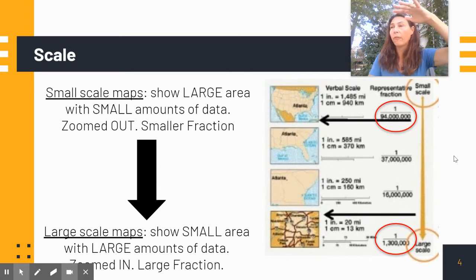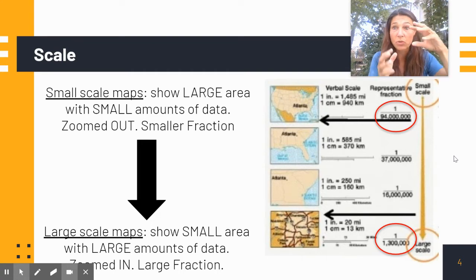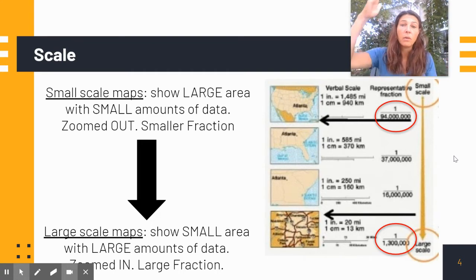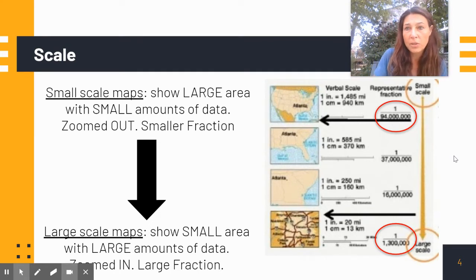If you're looking at a global map, you're not getting the street perspective, so there's not as much detail. When you decrease the area, you're actually increasing the scale of the map. So large scale maps show a smaller area, but they show a lot of data on the area.